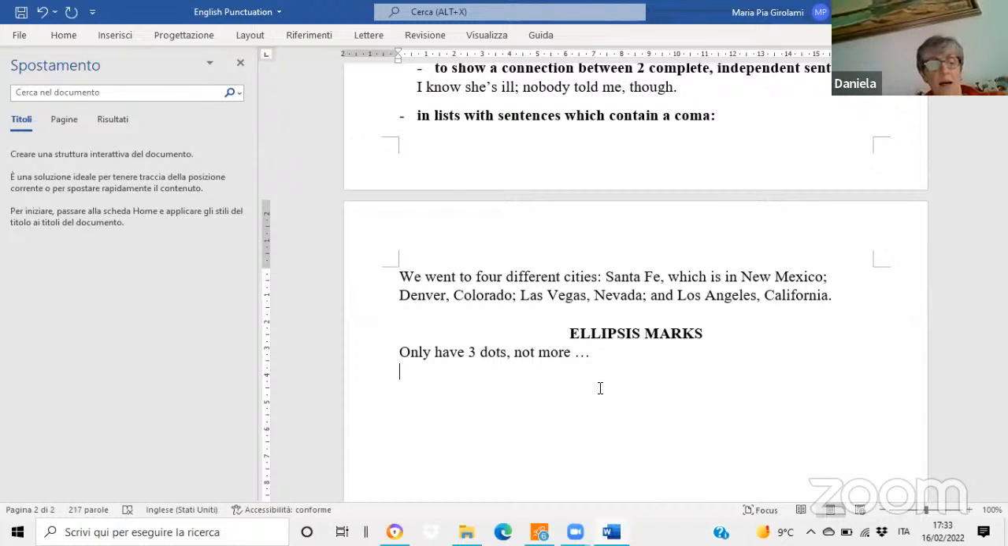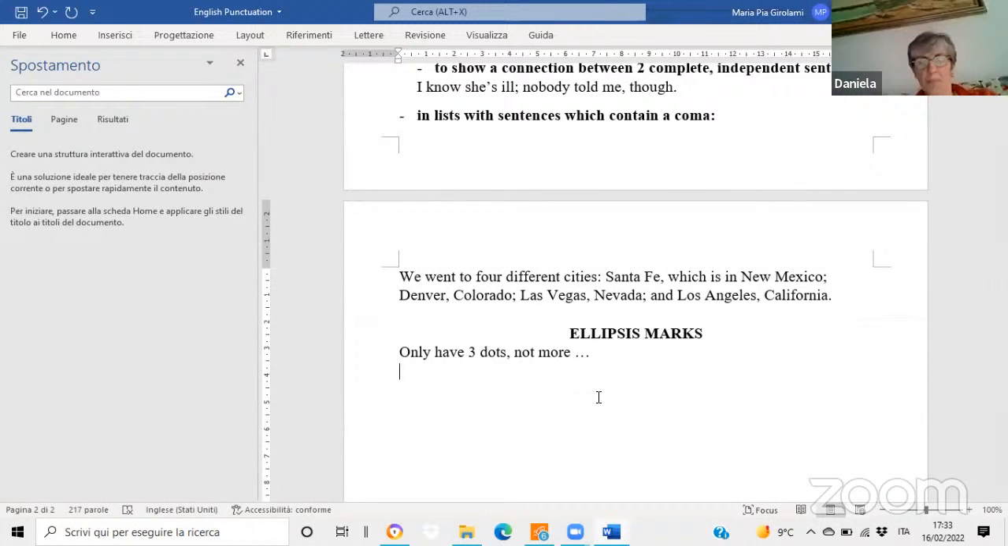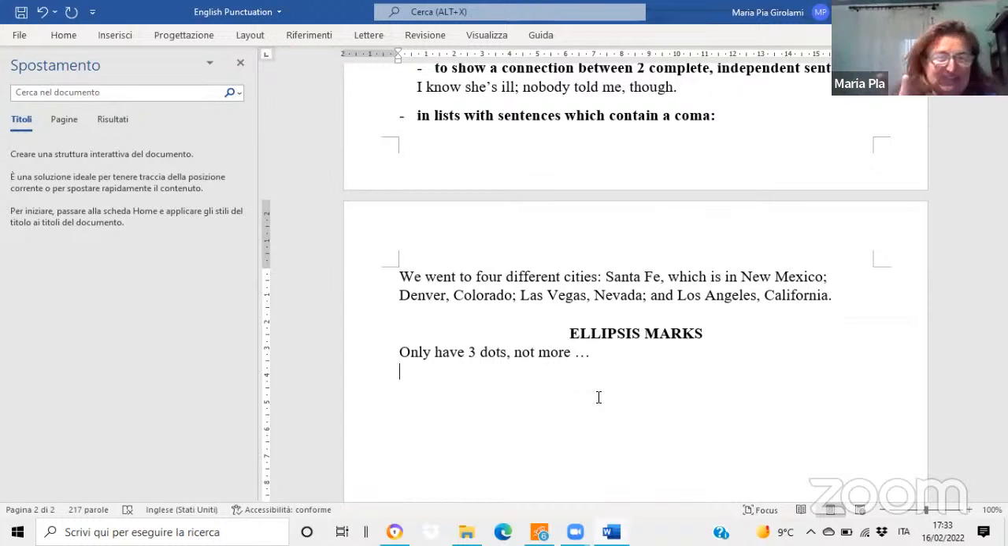Sorry, Maria Pia. I was writing and I didn't understand what ellipsis marks means. I segni di quando si lascia in sospensione una frase, puntini. Sono 3 punti, non 4, 5, 6. A volte uno li fa a caso, sono 3, non sono né 2 né 4, 3.